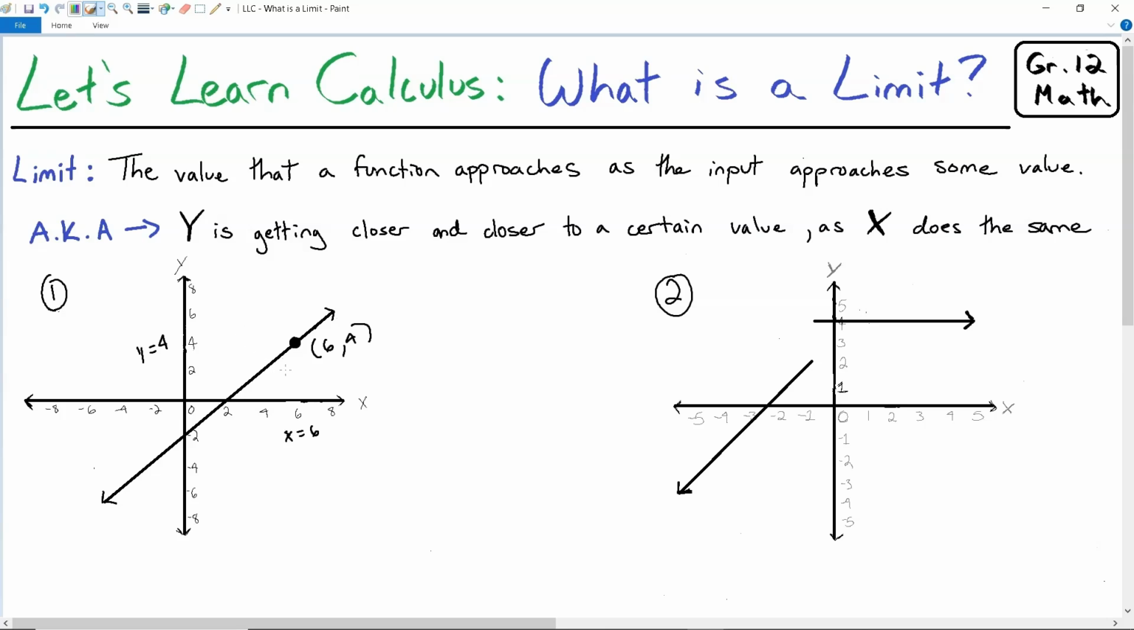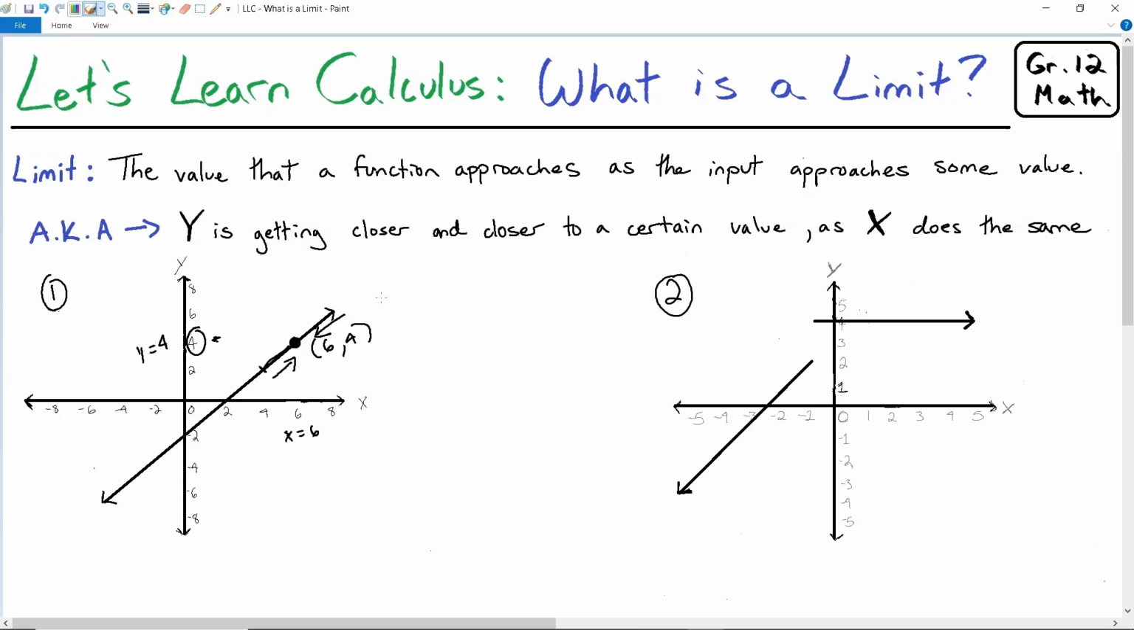If I were to draw an arrow on the left side, we could assume that we're on the line here, and we're getting closer and closer to our point. We could say that as we approach x equals 6, we are also approaching the y value of 4. And that is the same on both sides of the point. If we're approaching from the left, we're getting closer and closer to a value of 4. And the same thing is true if we were approaching from the right.